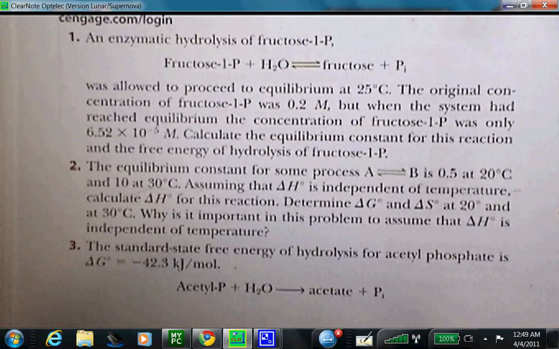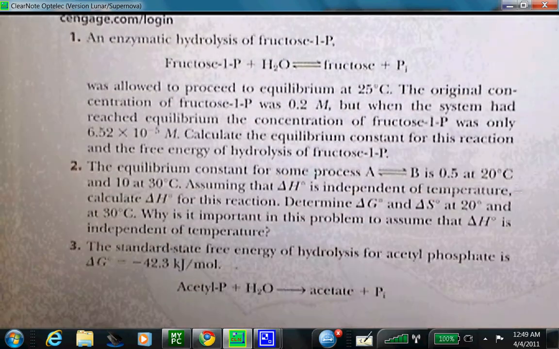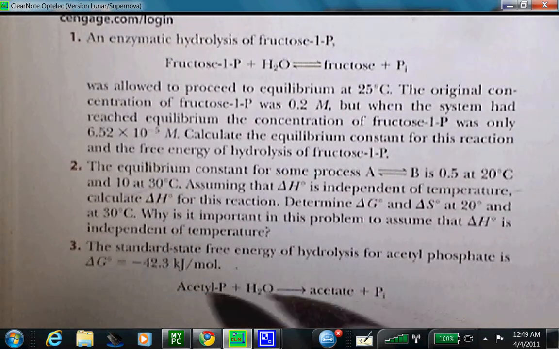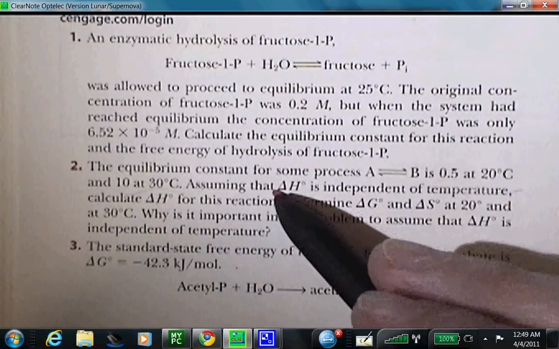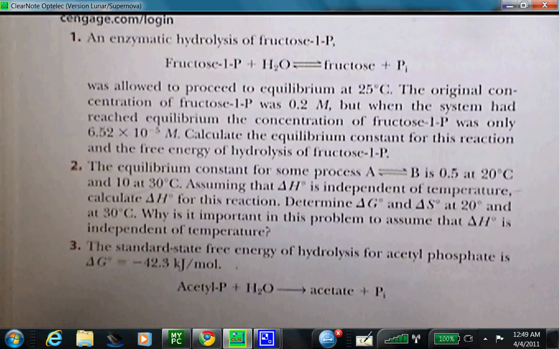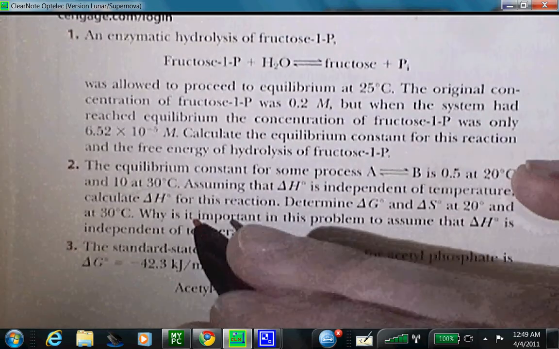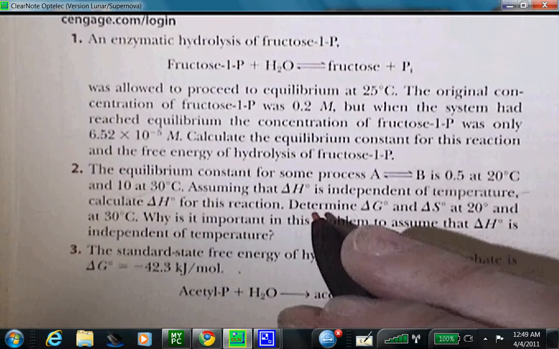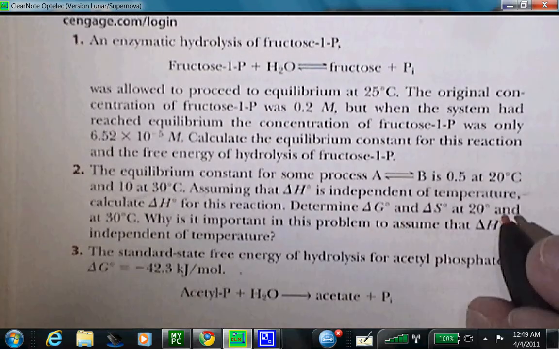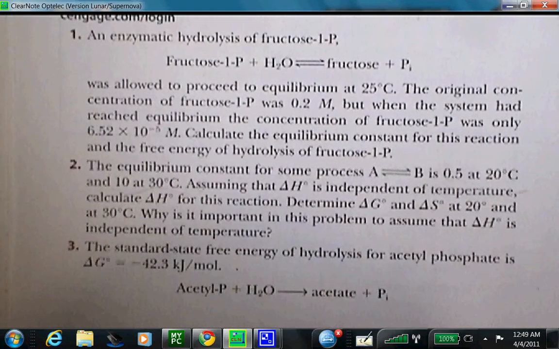Something important to know about this is these are the KEQ constants, the equilibrium constants. It's also given us a clue that delta H is independent of temperature. So for that reason, we can treat delta H as a constant variable in our equation when we get to that. The first part says calculate the delta G's at each temperature. Let me show you how to set that up.